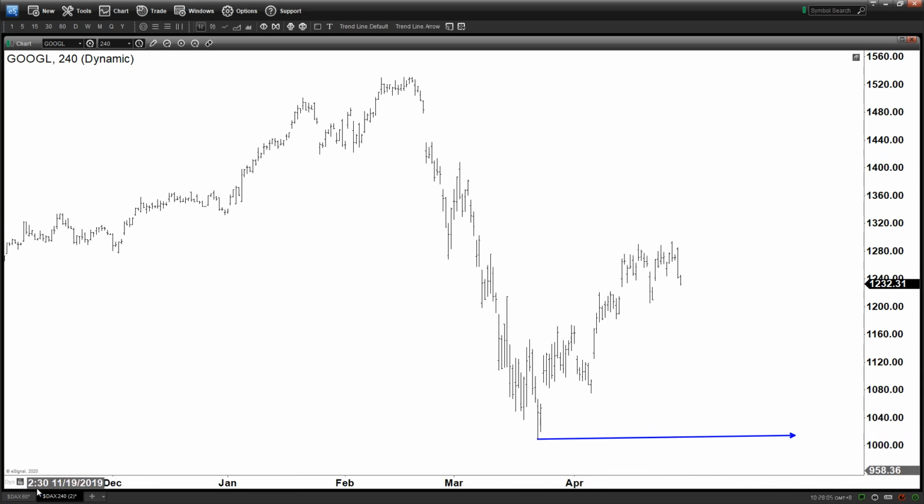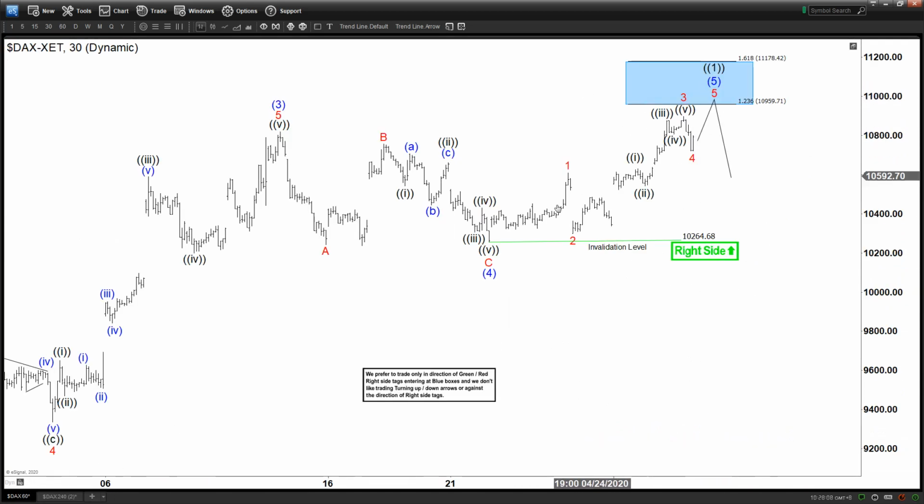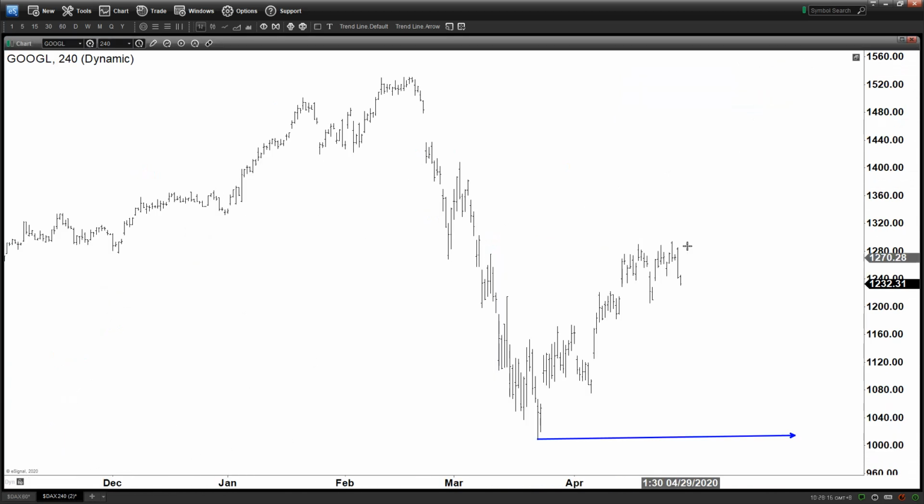All right, so that's the DAX right here. Again, a shorter cycle could be risky to keep chasing to the upside, but again, because of the nature of 5 waves, we need to be careful in trying to fade any 5 waves here to the upside.